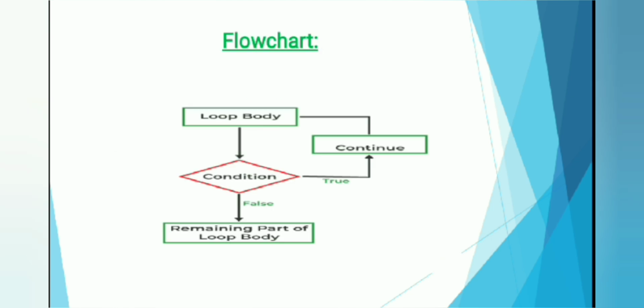Let's see the flow chart of continue. You have a loop body, with a set of statements. Within this body you have some condition. If the condition is true, we give the continue statement. When it sees the continue statement, the rest of the statements will not work. Control moves to the beginning of the loop. If the condition is false, the remaining part of the loop statements will work. So this is your flow chart, right?